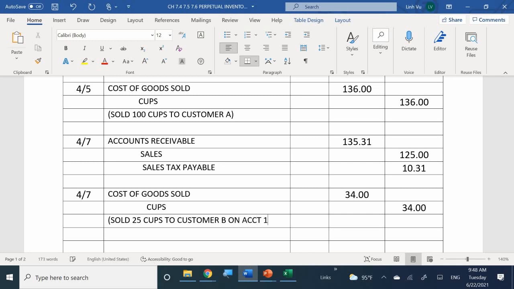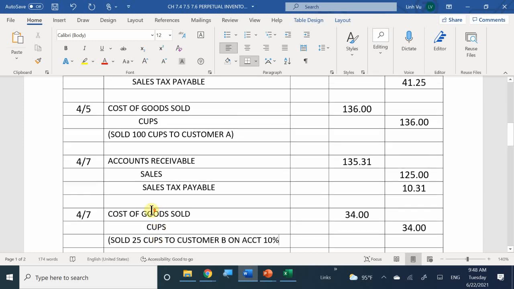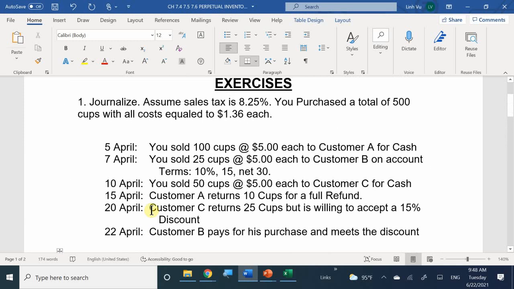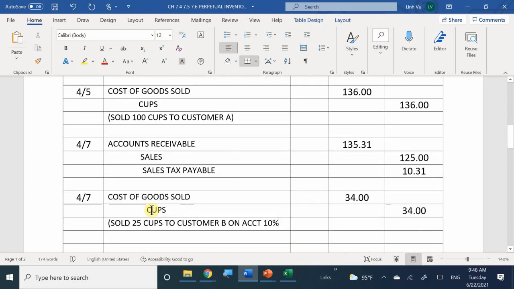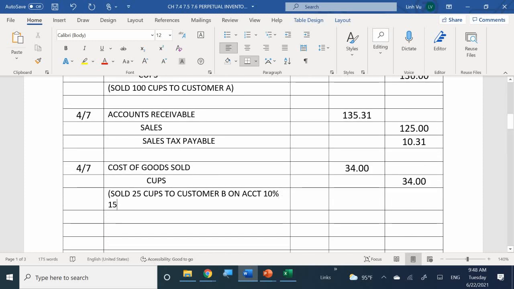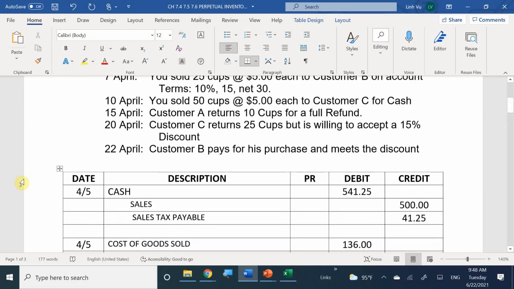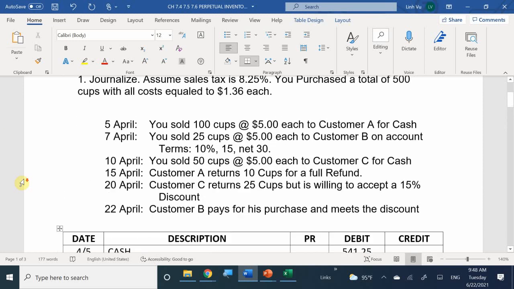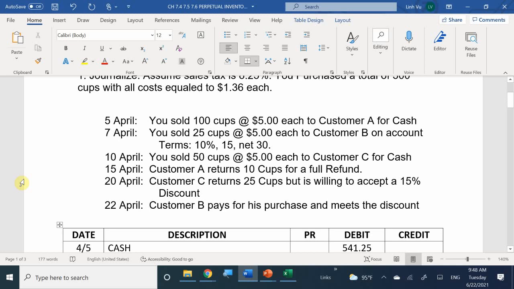Terms were 10%, 15, net 30. So I'm giving them 15 days to pay. If not, the whole thing is due in 30. Okay, all right. So then let's see what happened on April 10.